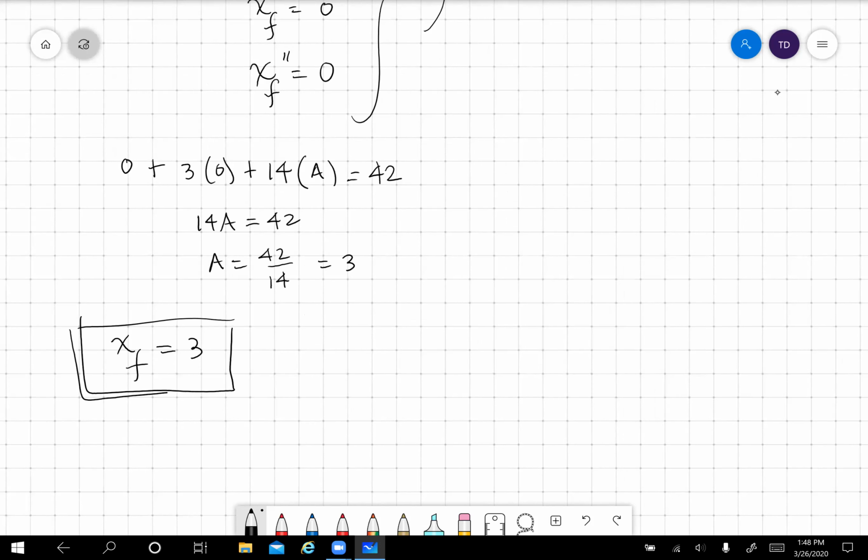Done. That was really easy. Yeah, I gave you an easy one. That was the case of a constant value. Some of them are going to be a little more challenging than that. I'll do a couple of other examples with that tomorrow.